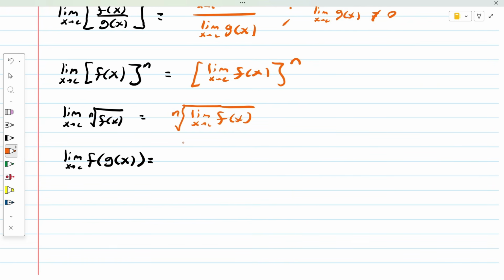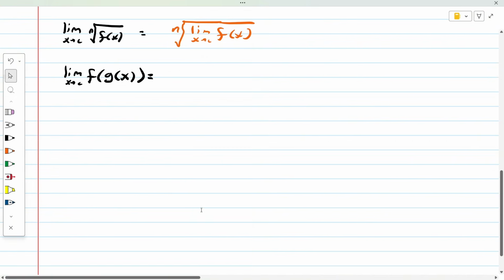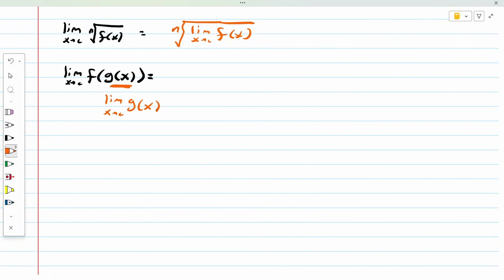Okay? And now this last rule, the composition function rule, is probably the most complicated one. So we have the limit as x approaches c of f of g of x. And so we can't just write a simple formula here because it's a little bit more complicated than that. In this case, what we have to do is take the limit as x approaches c of the inside function. So the inside function in this case is g of x. And let's say this value equals a.